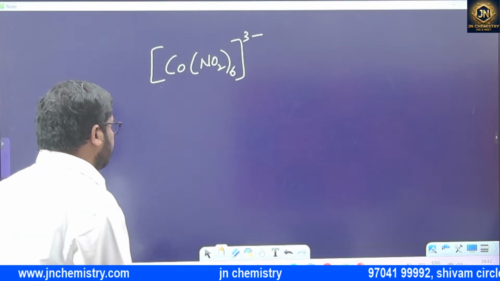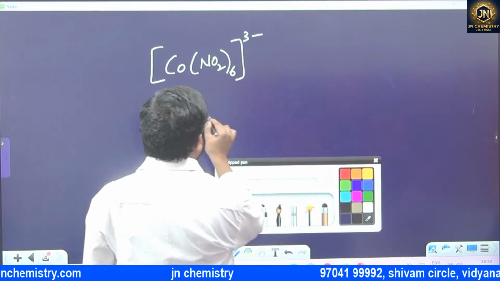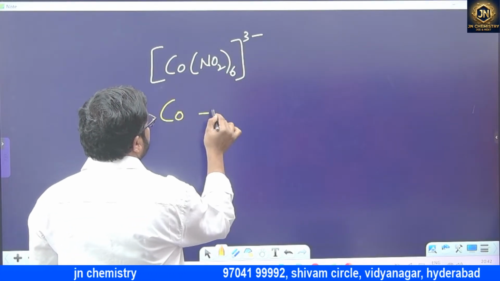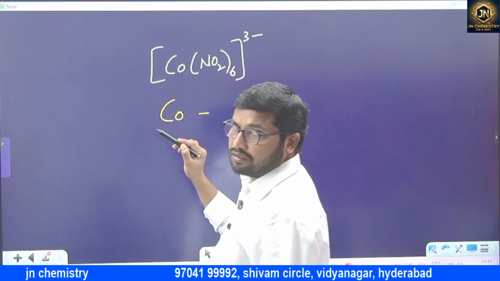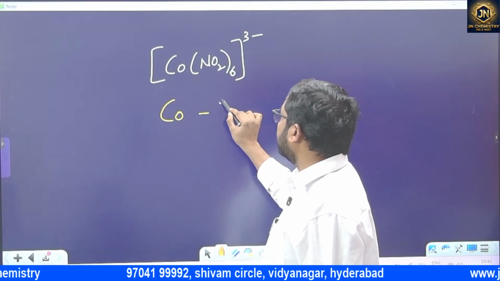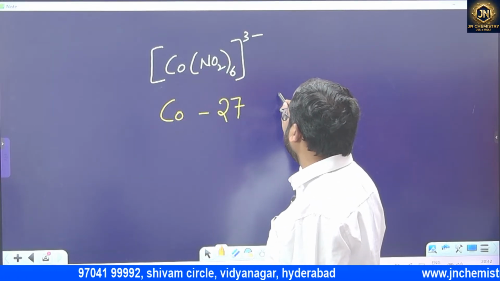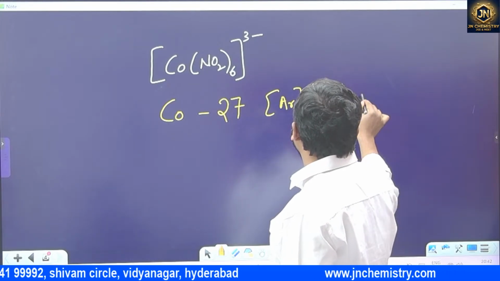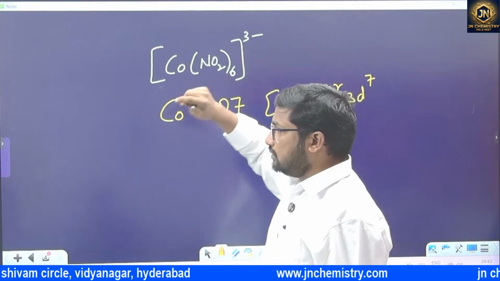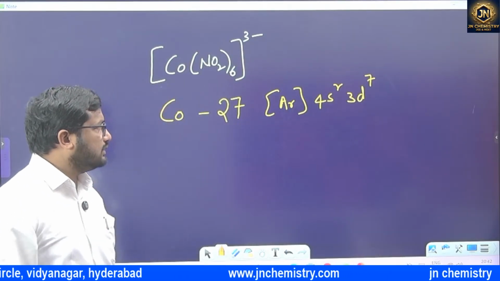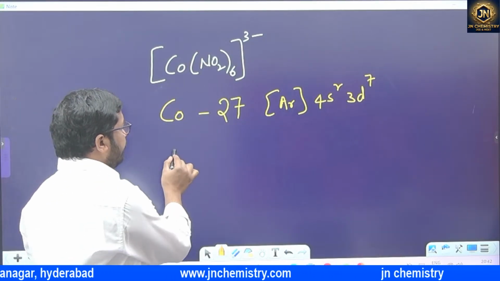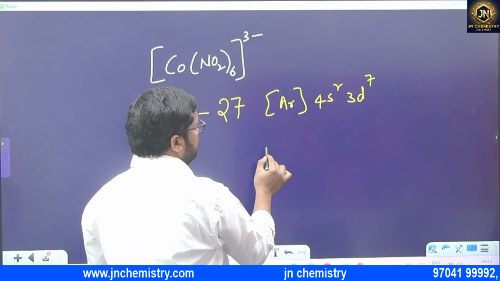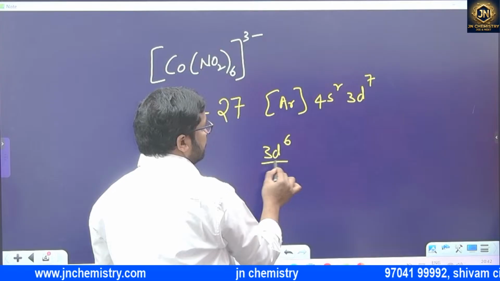Right, what is cobalt? Cobalt atomic number 27. Argon 4s2 3d7. Argon 4s2 3d7. What is cobalt 3 plus? Right, NO2 minus, cobalt 3 plus. So 3d6.